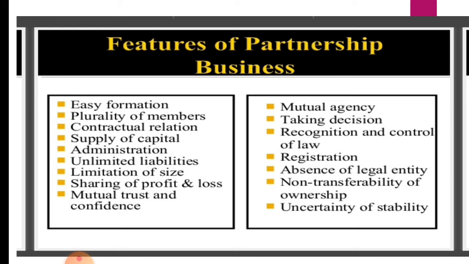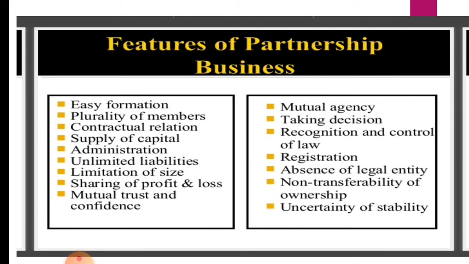Taking decisions. So clear decisions and quick decisions can be taken by partners. Since here more than 2 members are involved, they can take a quick and relevant decision that is very suitable for the business to run profitably. Recognition and control of law. So this is recognized by the Partnership Act of 1932, and it is controlled by the Partnership Act of 1932, and the partnership firm is formed on the basis of contract according to the rules and regulations which are laid down by the Partnership Act of 1932.